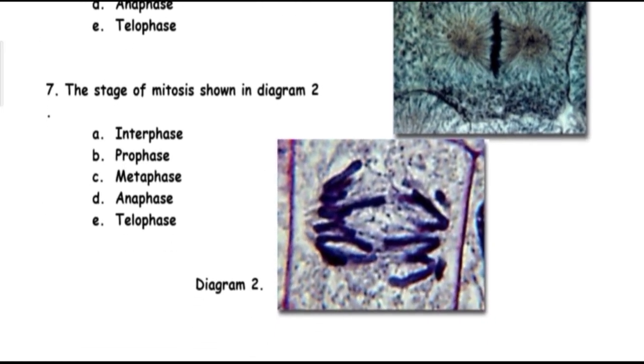Okay, so the stage of mitosis shown in diagram 2. As you can see here, the chromosomes are now cut in half, and they are pulled by spindle fibers towards the ends, or both ends of the cell.